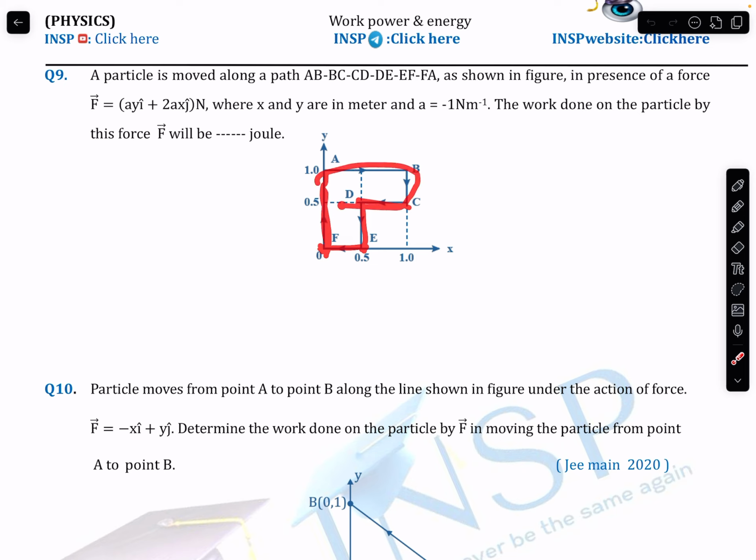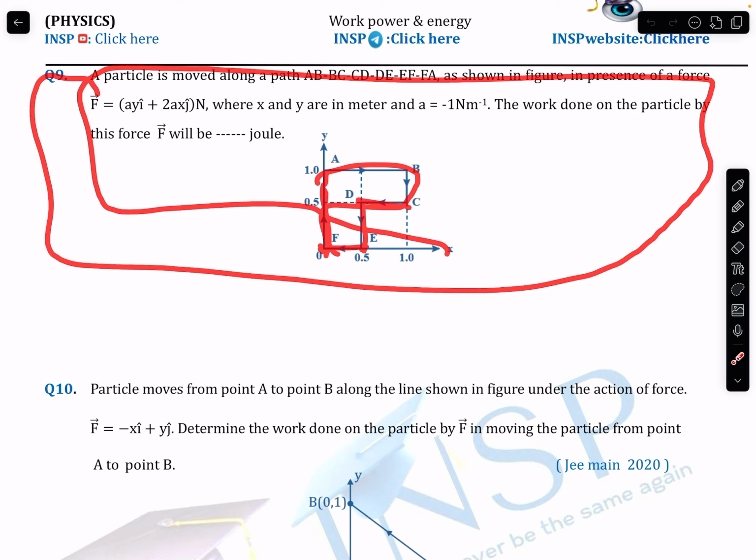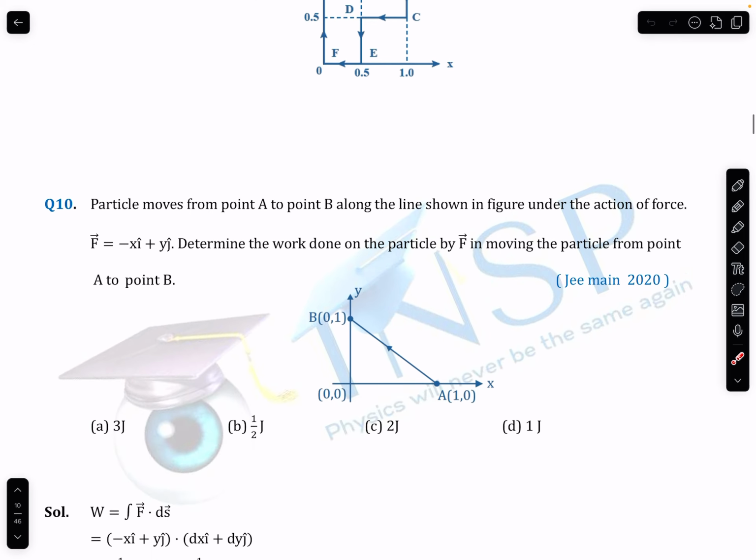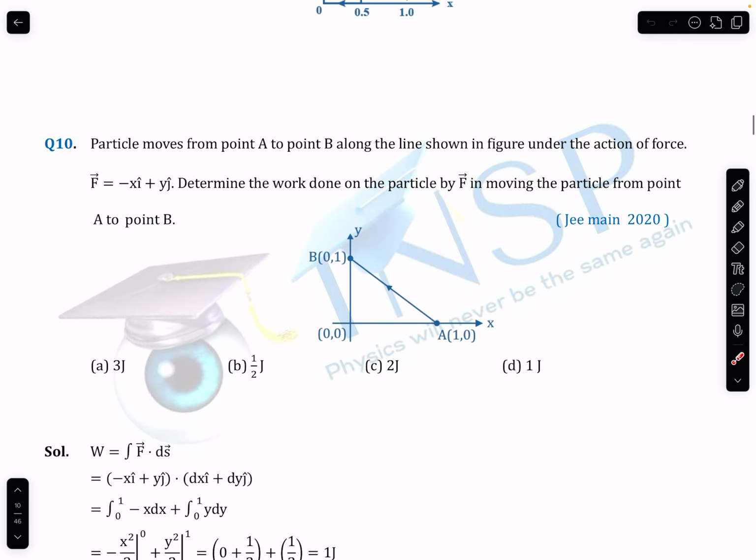I hope this part is clear to you. So give it a try and share what your answer is for this particular problem. Then next is a JEE 2020 question. This is also an extremely easy problem. However, this will be a very tricky one. If x and y were reversed, it would become a very good problem in that case.